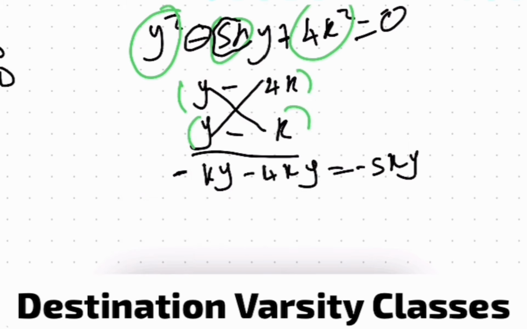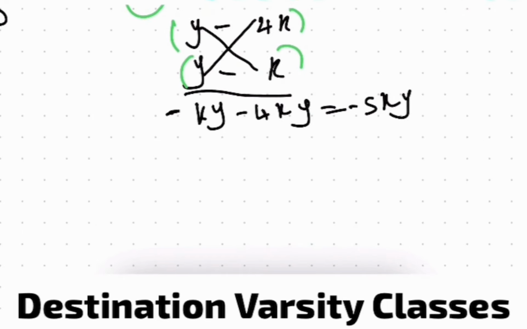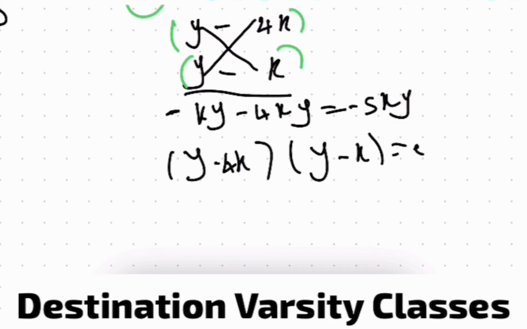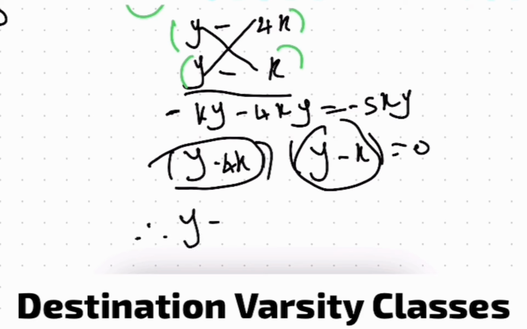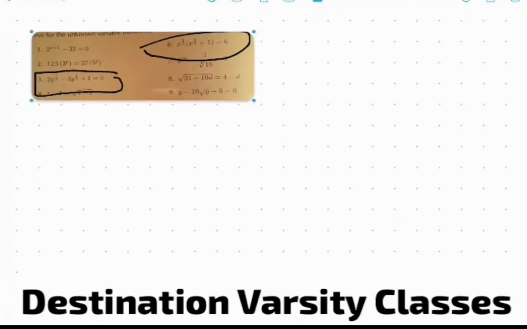Okay, cool. Thing is, you never told me what we are solving for. I'm assuming we're solving for y, right? Okay, so that means now you have y minus 4k times y minus k equals 0. Then you equate this to 0, equate this to 0. Therefore, that means your y will be equal to what? 4k, or your y will be equal to k. So it's simple as that. But you never told me what we're solving for. That's why I'm assuming that we're solving for your y.